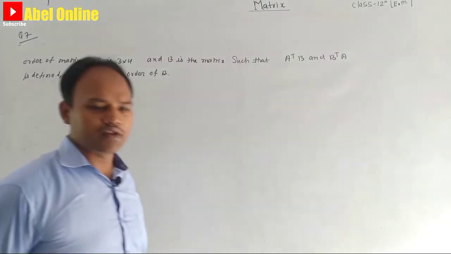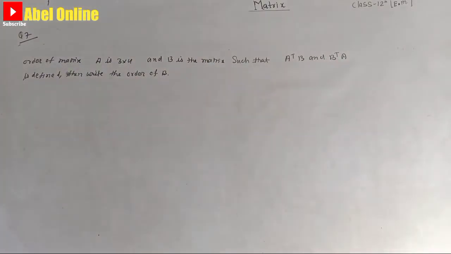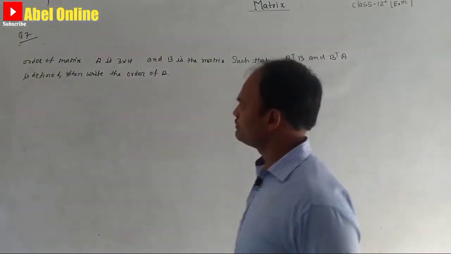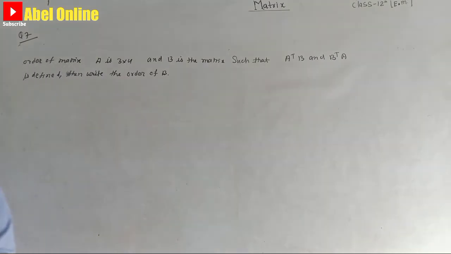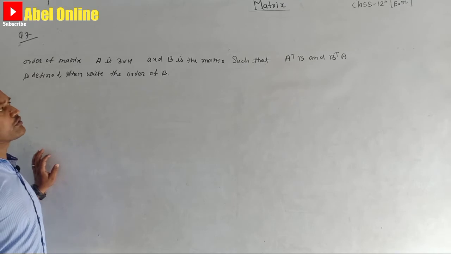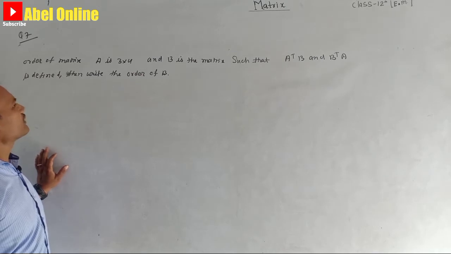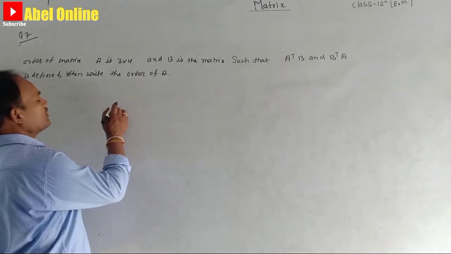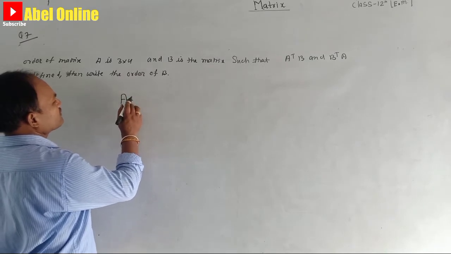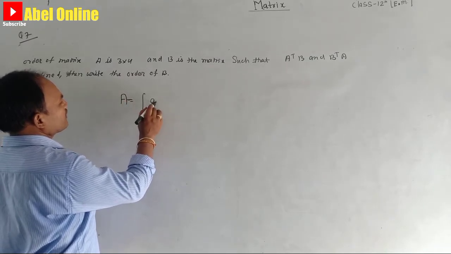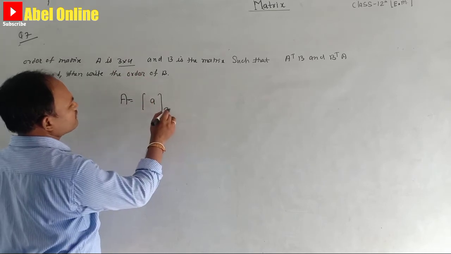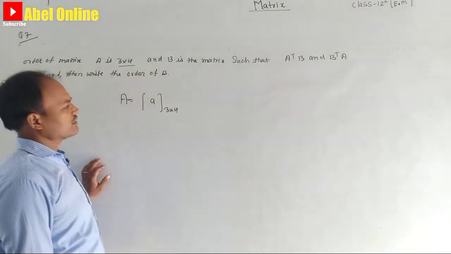So this is a question. This is a very simple question, but it is a theoretical question. So it may be possible that you have some problem in this question. Order of matrix A is given, that is 3 cross 4, and B is the matrix such that A transpose B and B transpose A are defined. Now suppose A is a matrix and its order is 3 cross 4.